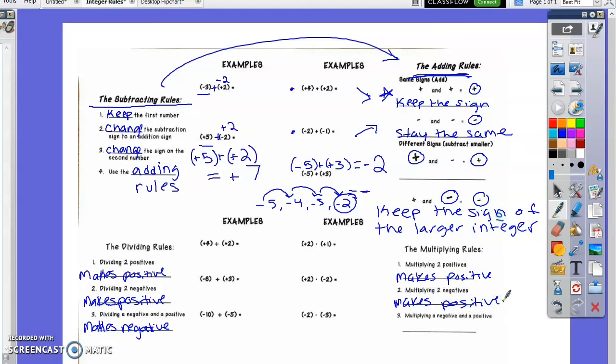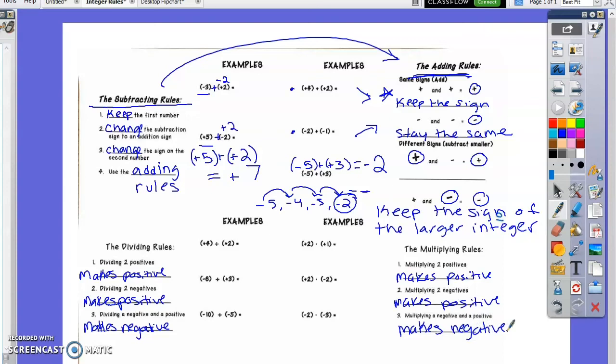But what happens when you're multiplying a negative and a positive? When you multiply a negative times a positive, the negative does not cancel out and it remains negative. So your outcome of a negative times a positive makes a negative.